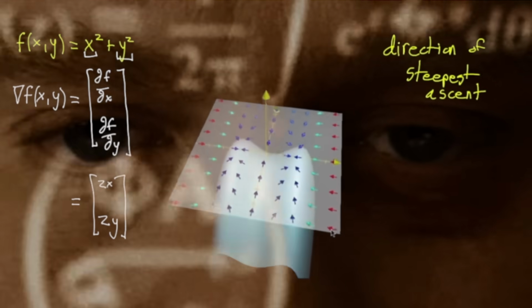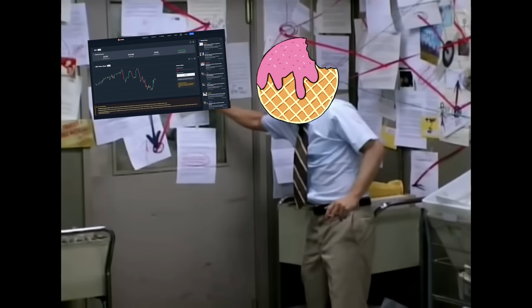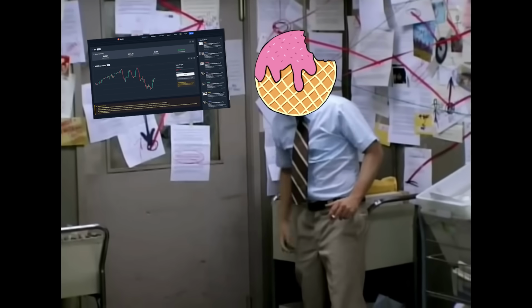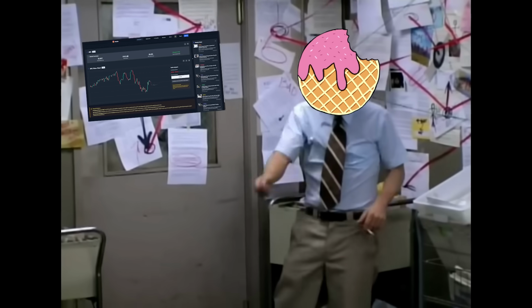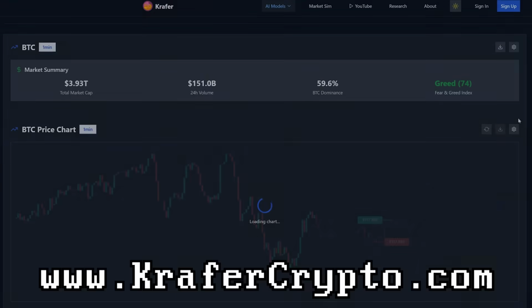over time and then use hyperdimensional calculus to improve the model, and then maybe, just maybe, you could set up a virtual environment to run the AI from a server so that you could access the API from a website and then see the results live at KraferCrypto.com.